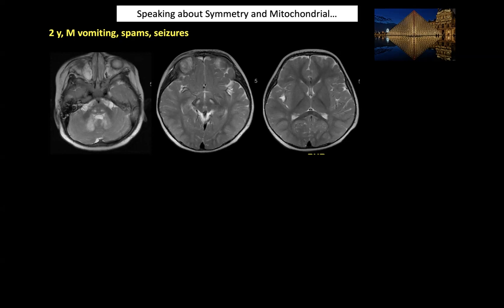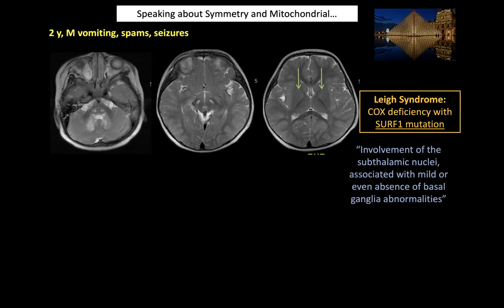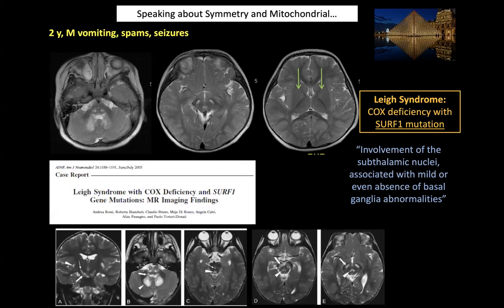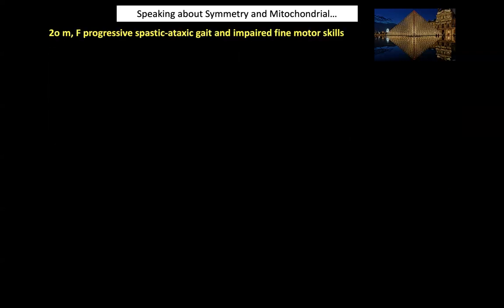Keep in mind that this is, again, pattern recognition. There are some mitochondrial diseases that involve only the brainstem and cerebellum, and they spare the basal ganglia, like, for instance, COX deficiency with SURF1 mutation, one of the many, but remember that Leigh syndrome is not only confined to the basal ganglia. And this is the paper, again, from Professor Rossi and colleagues back in 2003 that originally described this pattern.